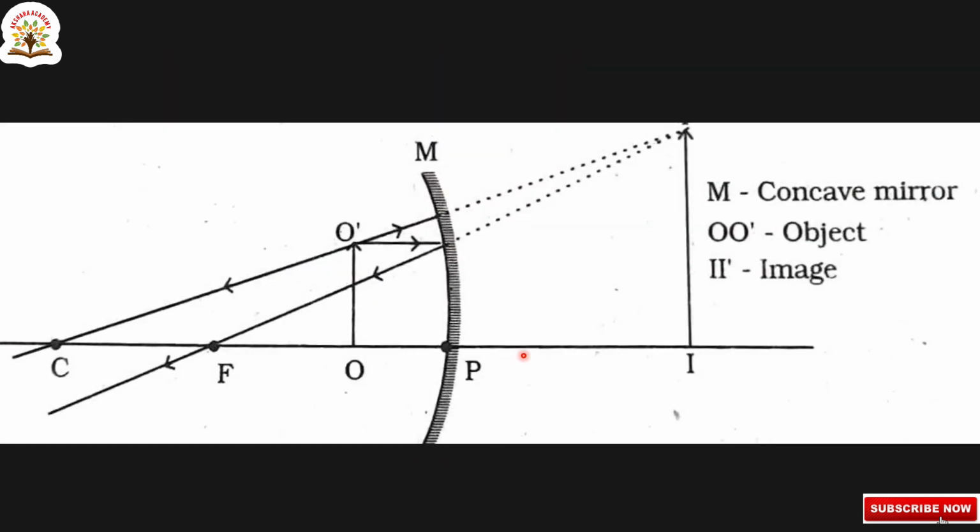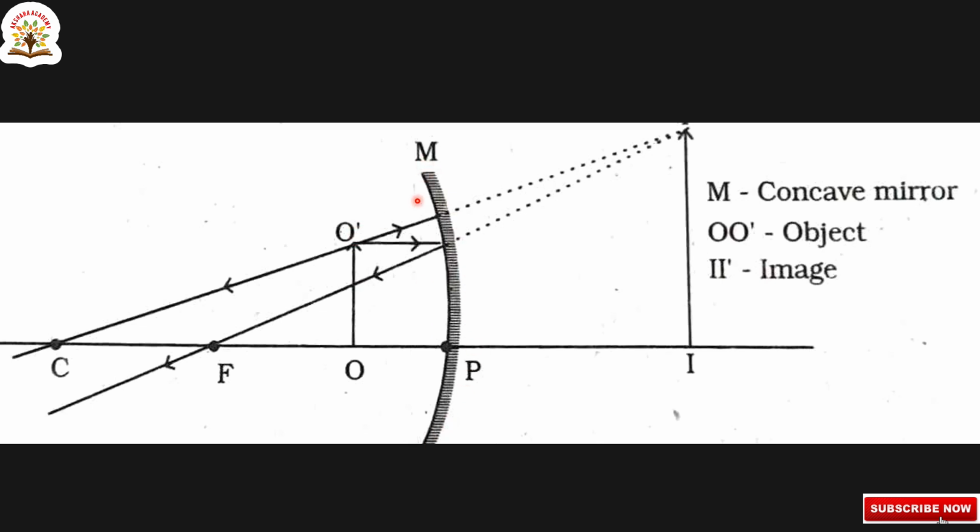This is the ray diagram, and here we are placing the concave mirror, and O dash is the object. One is a ray which is parallel to the principal axis and it is passing through focus, and another ray which is passing through center of curvature retraces its same path. These two rays, extending the reflected rays, meet at this point, and this is the image point. I dash is the image, O dash is the object.